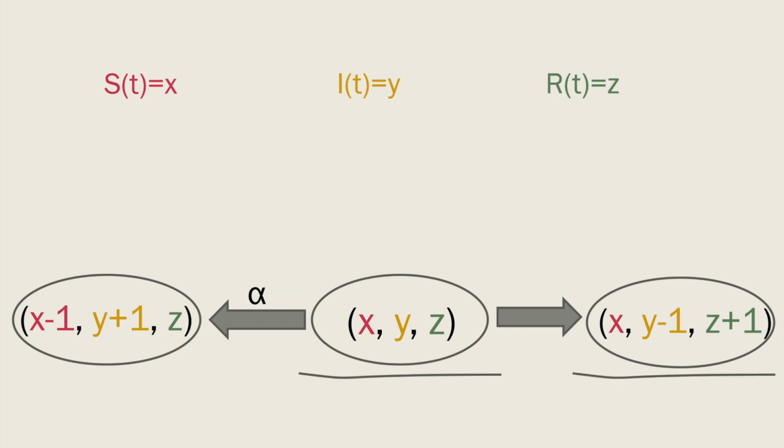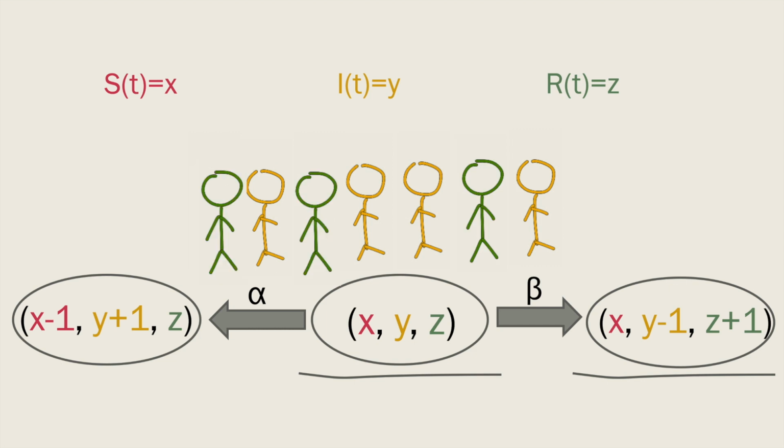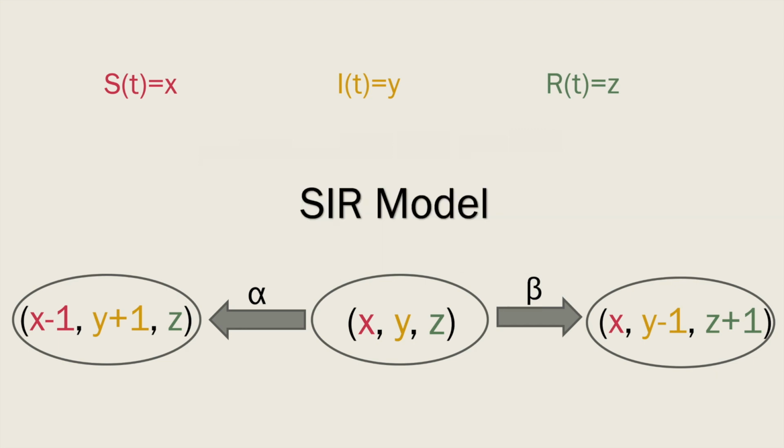How about the rate of transition between those two states? Let's say it's beta. And beta should only depend on I_t. As the amount of infected people increases, the rate of people going from infected group to recovered group should also increase. So this is how we can represent a basic SIR model as a continuous time Markov chain.